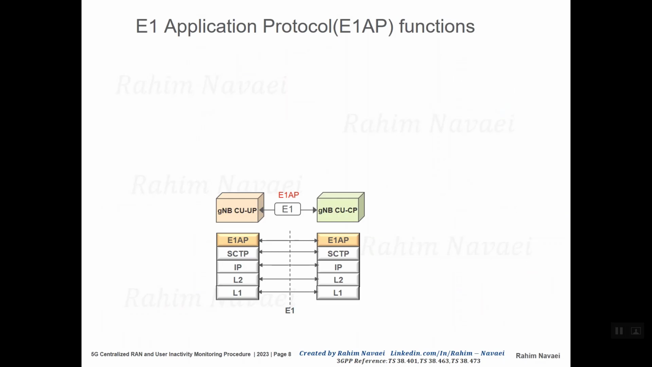To exchange the signaling between CU control plane and CU user plane, we have E1 application protocol over E1. Here we can see the main functions of E1AP. Interface management, same as F1AP. Bearer context management, and tunnel IDs allocation to establish the GPRS tunnels per data radio bearer between CU-UP and DU.